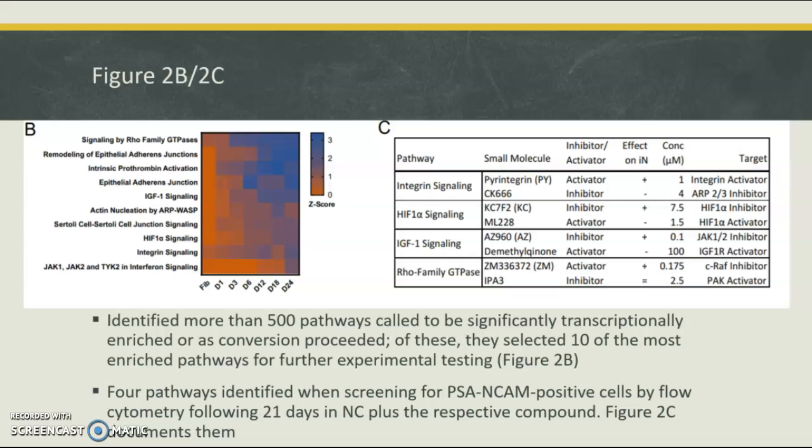However, scientists wanted to focus on the most promising signaling pathways. These pathways are described in Figure 2c. So within each of the pathways, scientists discovered small molecules that act as activators or inhibitors in the pathway to increase or decrease the conversion of fibroblasts to induced neurons. Therefore, scientists wanted to discover which combination of these small molecules would promote the highest conversion to induced neurons.